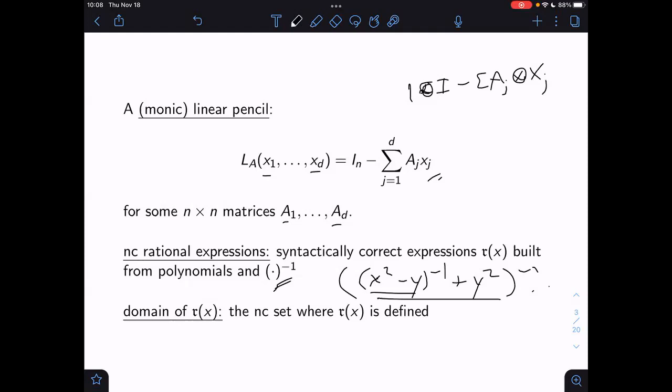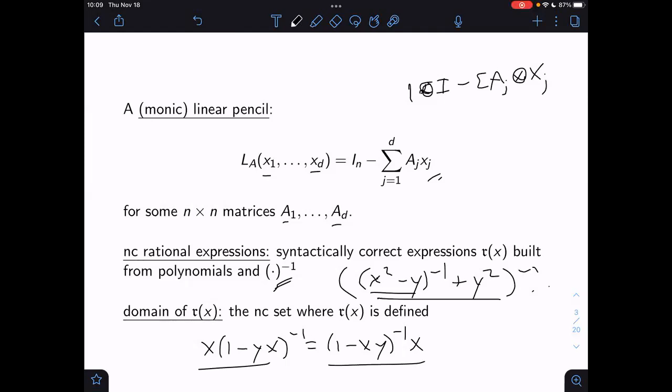A thing you should be aware of is that you can have different rational expressions that represent the same function. A simple example would be something like this. If I look at x times (1 minus yx) inverse, by a piece of algebra that I think is very familiar, this is the same thing as (1 minus xy) inverse times x, at least on some domain where this makes sense, say if x and y are both contractive. Formally, as rational expressions built from polynomials and inverses, these are two different expressions, but they have an overlapping domain. There's at least some domain that they have in common, and on that common domain, they're equal.